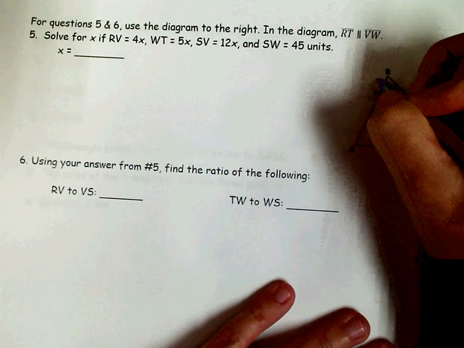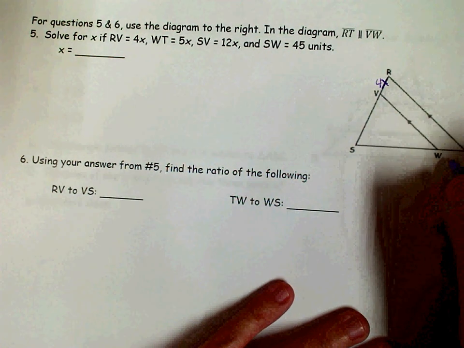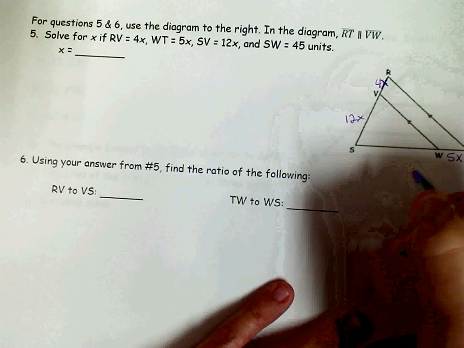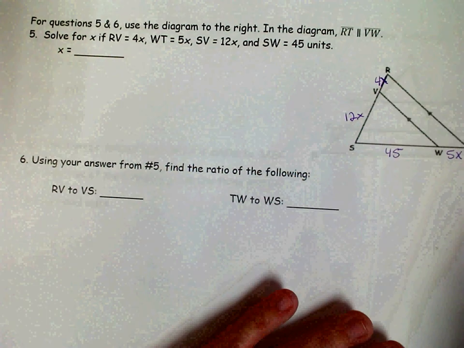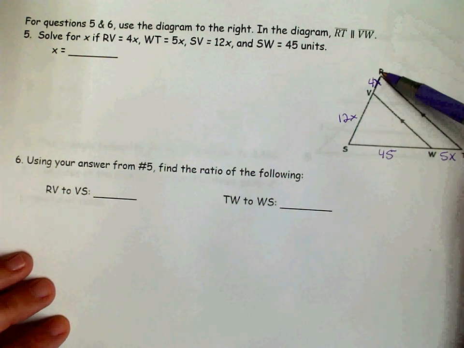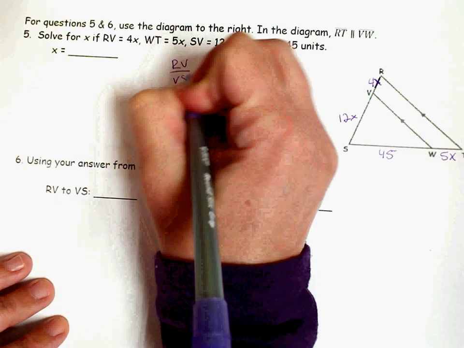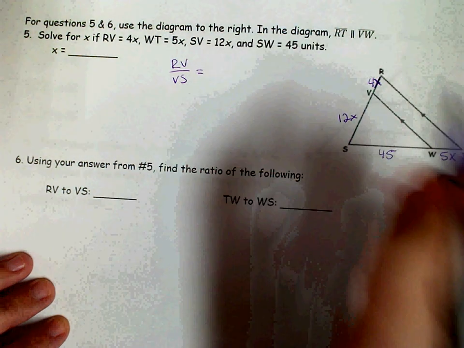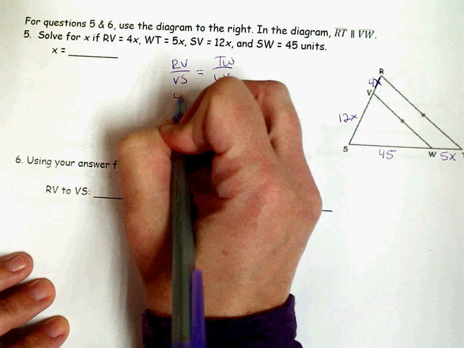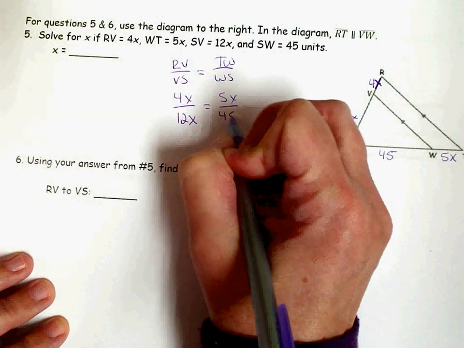So RV is 4x, and WT is 5x, and SV is 12x, and SW is 45. Okay, so we know each individual part, so we can just set up our ratio. We can do RV over VS, and that's going to be equal to TW over WS. So when I plug those in, that's 4x over 12x is equal to 5x over 45.